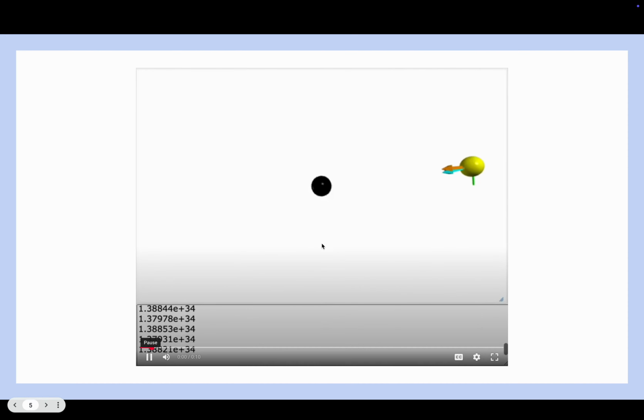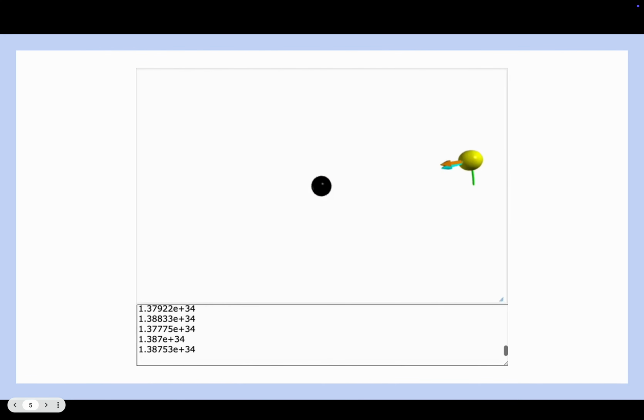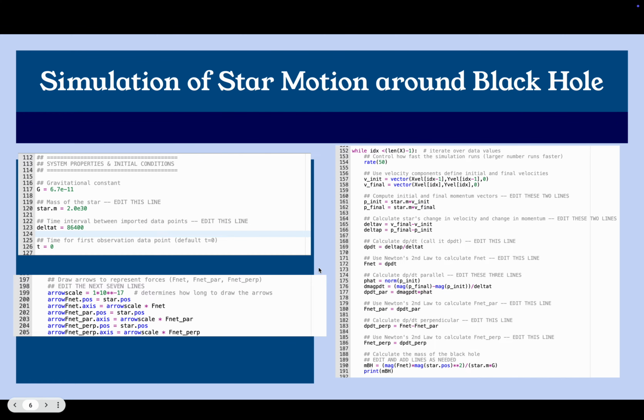Here's a video of the star's motion around the black hole. So for the initial conditions, the star's mass was set to 2.0e30, and the delta t was set to 86,400.